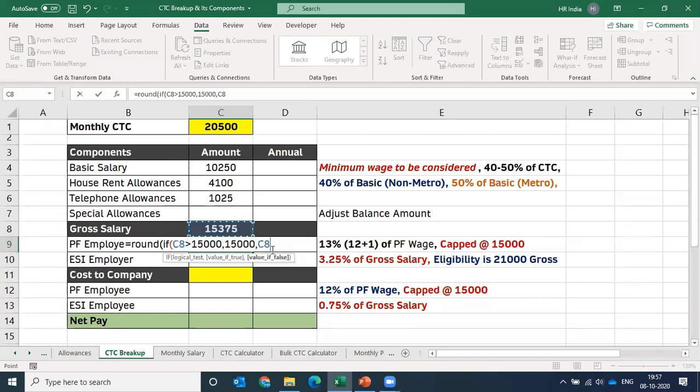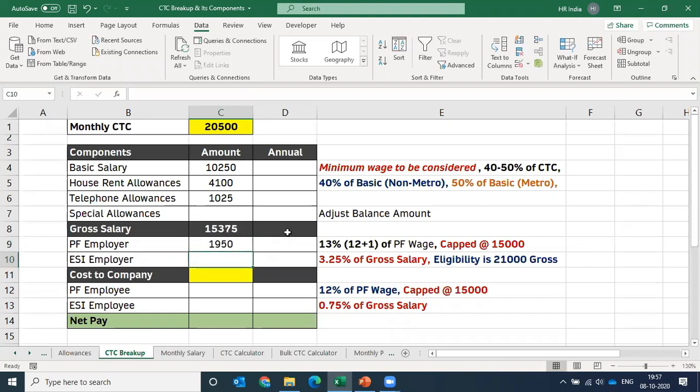rupees. Second, if the PF wage is either less than or equal to rupees 15,000, in that situation, I want to contribute at the actual PF wages of the employee, right? Bracket close. Now, what is the rate of contribution of employer? It is 13%. Since we have added round in the beginning, we need to add comma 0, enter, and we have calculated PF contribution for employer successfully.